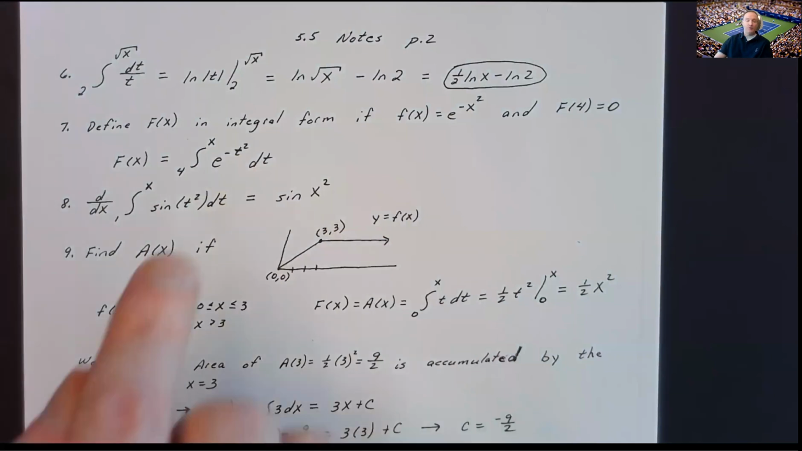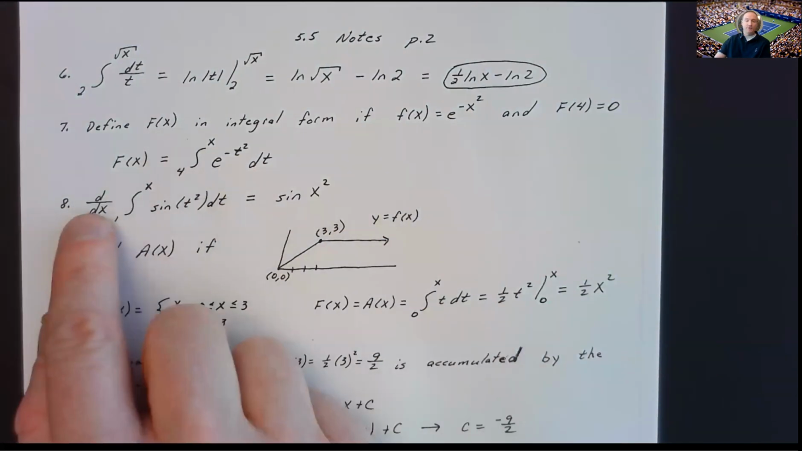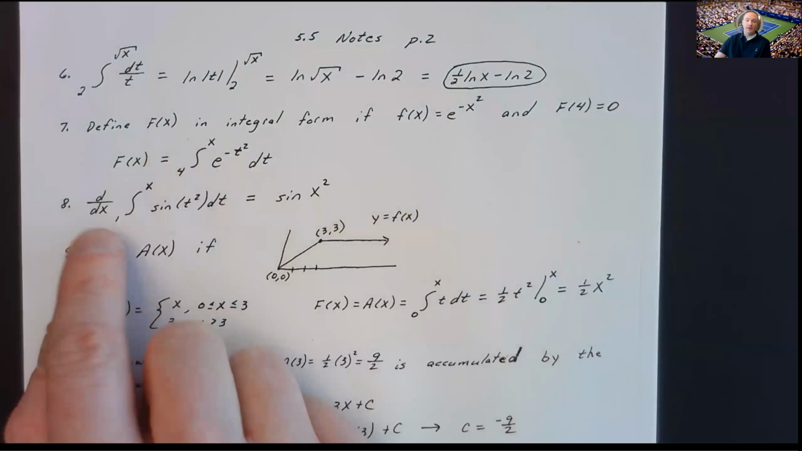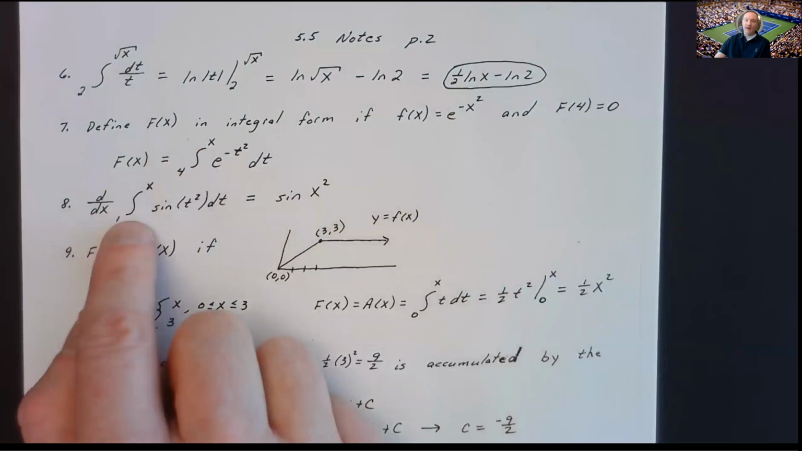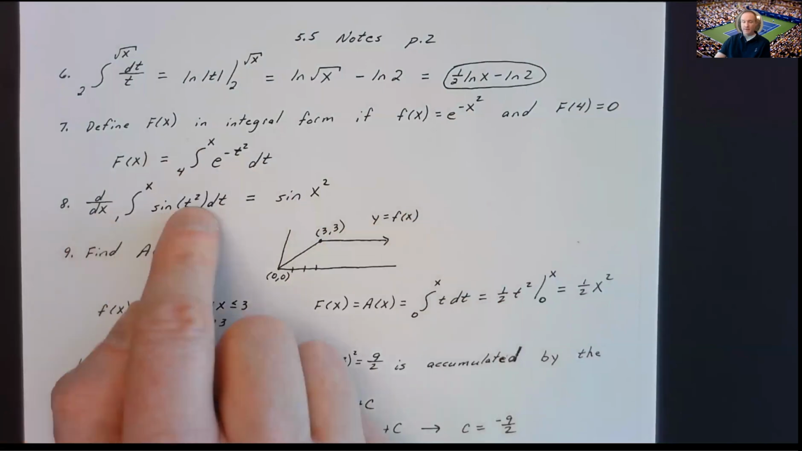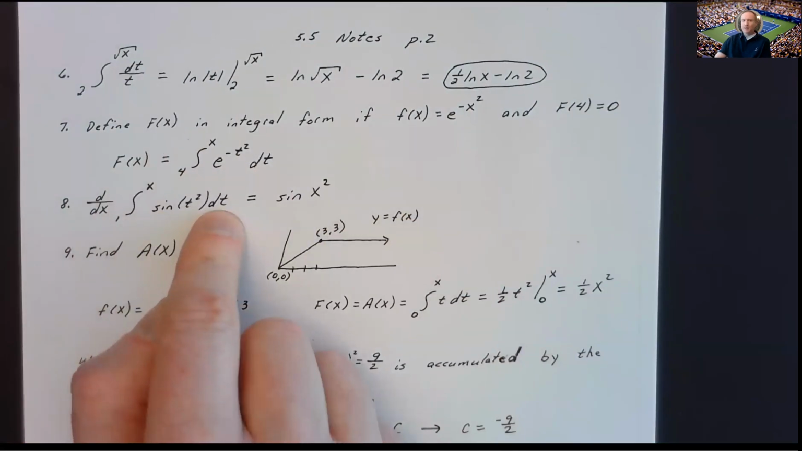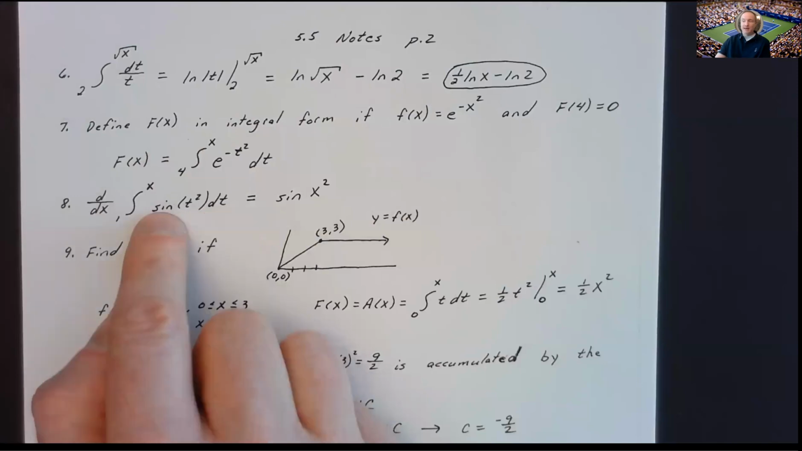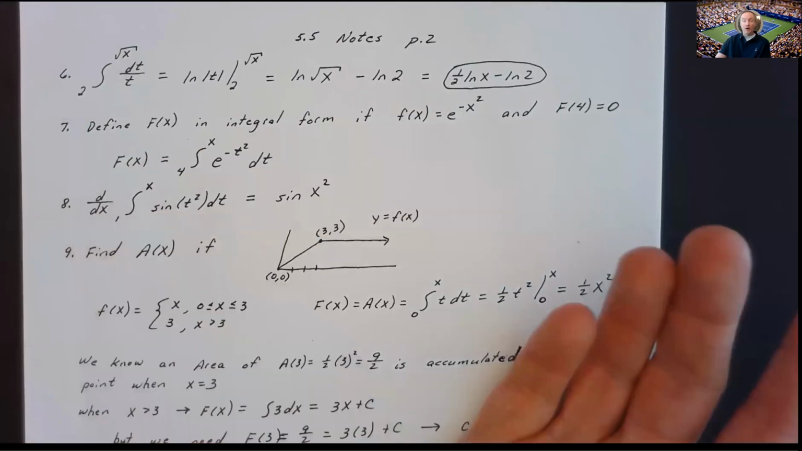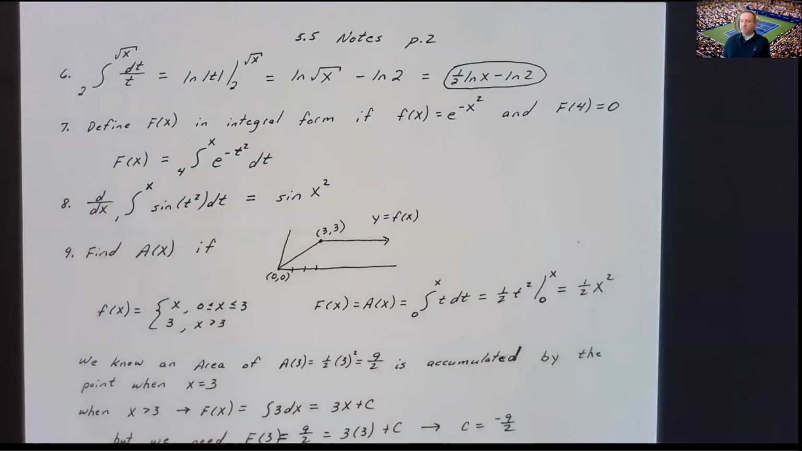One more like that. If I say I want you to take the derivative with respect to x on the integral from 1 to x of the sine of, again, the dummy variable t squared with respect to t. So you say, I don't know how to integrate the sine of t squared. I know how to integrate the sine of t, but not the sine of t squared.